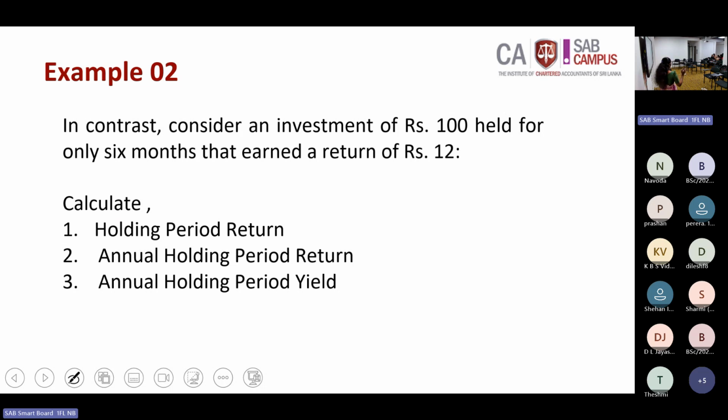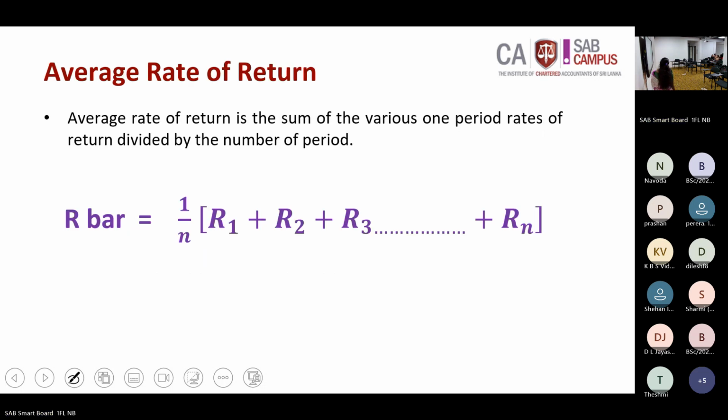Question number 2, that's for homework. So then the other one, average rate of return. What do you mean by average? Now we are going to calculate with the rates also, right? Average rate of return, what is that? How can we calculate it? Sum of one period rates divided by the number of periods that you have invested, right?